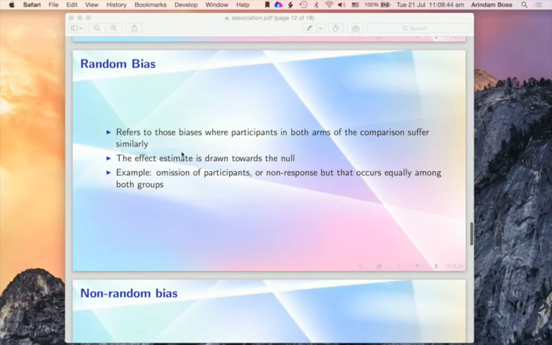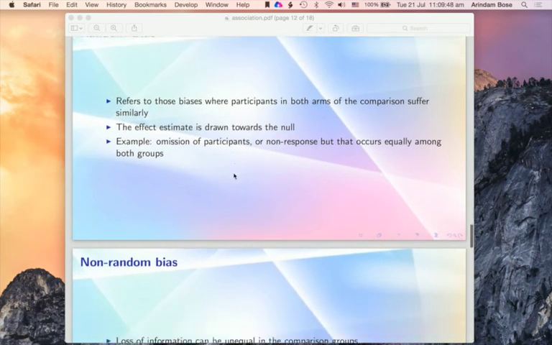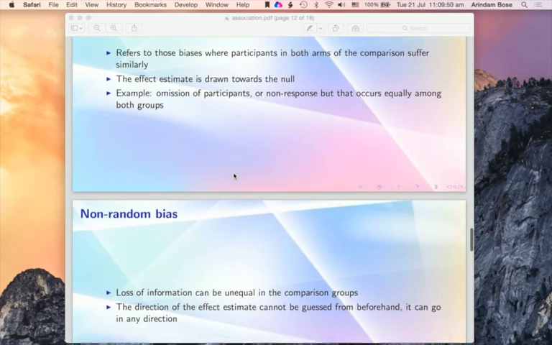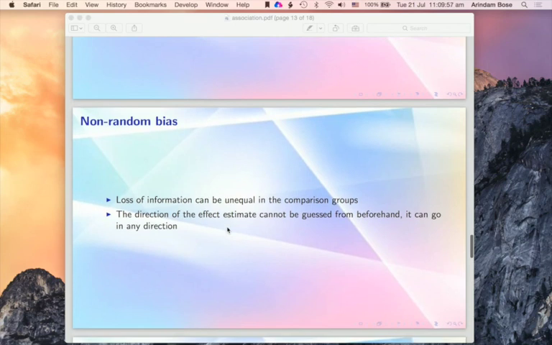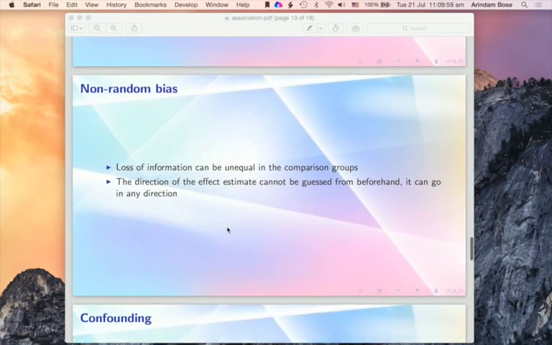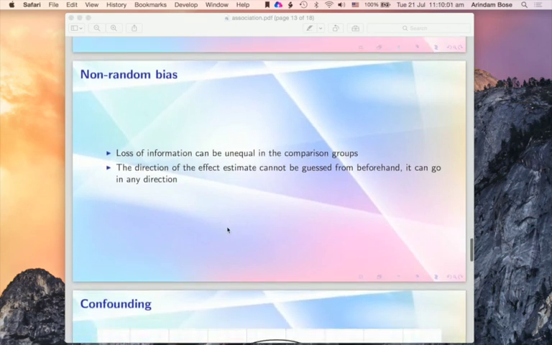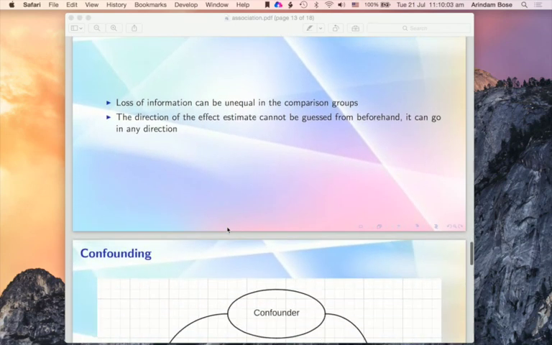And therefore, you know that the effect estimate is drawn towards null compared to what would have happened if the bias were not to exist. A non-random bias, of course, is one where we do not know where the effect estimate is going to lie compared to the true one. The last thing that we're going to study here is what is known as confounding variable.